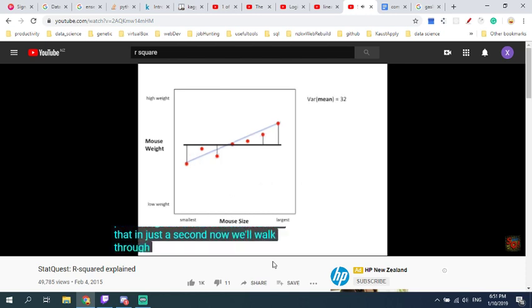Now, we'll walk through an example where we calculate things one step at a time. First, we'll start with the variation around the mean.